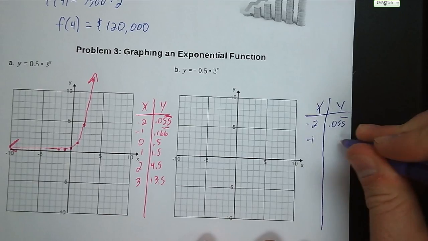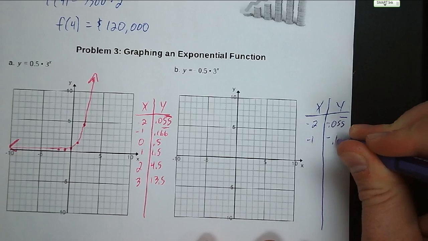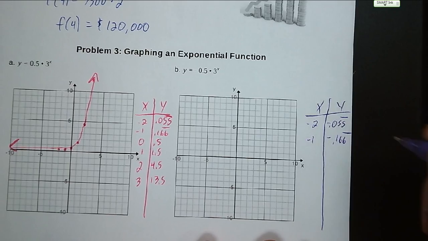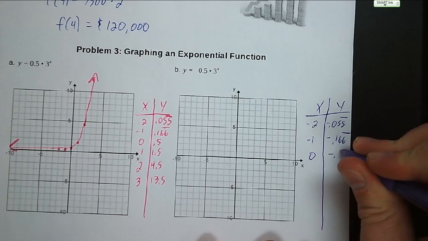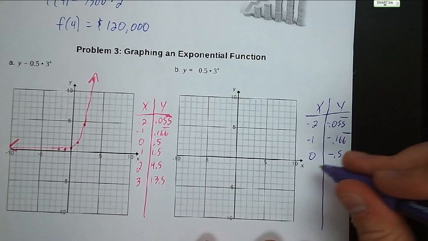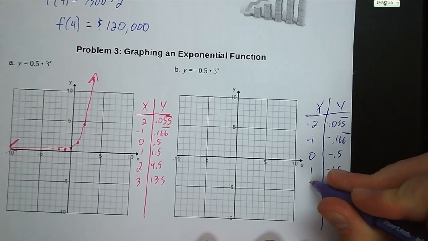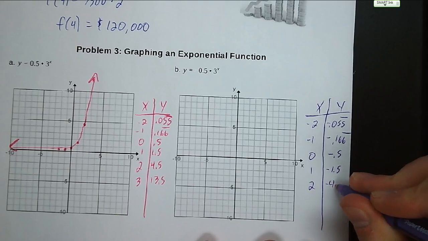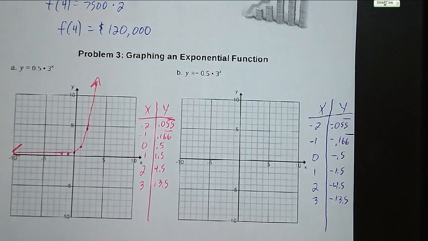Negative 1 is going to be at negative 0.166, repeating. 0 is going to be at negative 0.5. 1 is going to be at negative 1.5. 2 is negative 4.5. And 3 is negative 13.5. So we're going to graph it the same way as we did the other one.